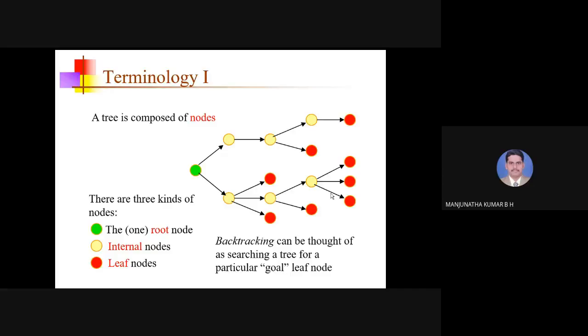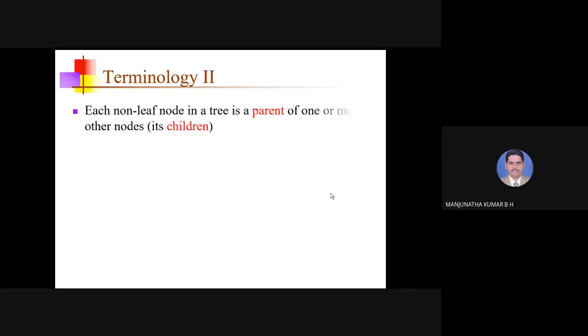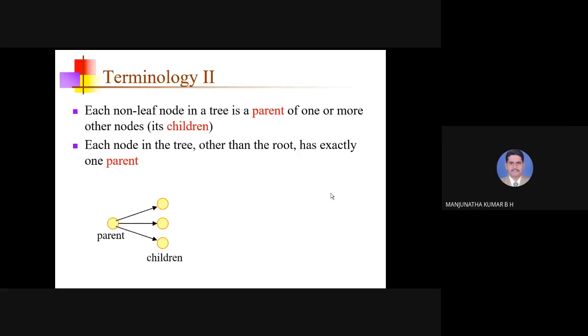Backtracking can be thought of as searching the state space tree for a particular goal node, and that goal node is also a leaf node, and dead ends are also leaf nodes. Now let me move on to a few more terminologies. Each non-leaf node in a tree is a parent, and each node in the tree other than the root has exactly one parent. So, parent and children.